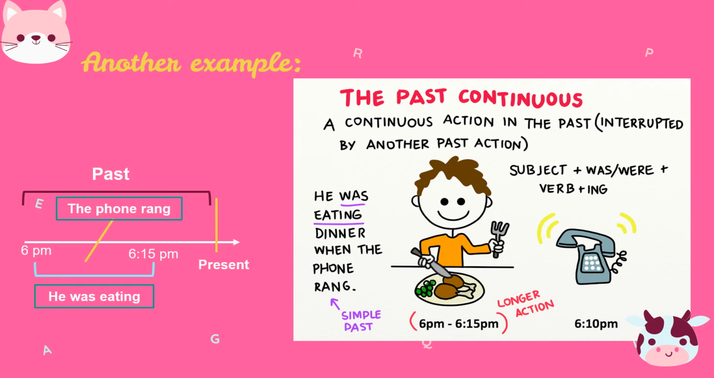So from 6 p.m. till quarter past 6, he was eating his dinner. While he was eating, the phone rang. So the phone rang interrupted the verb was eating. All of these actions happened in the past, but one of them was a long action, which is the past continuous. He was eating, and it was interrupted by the short action, which is the phone rang, where we used the simple past. I hope that it is clear for you.